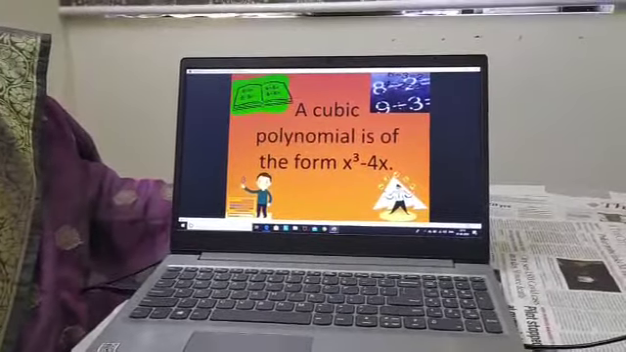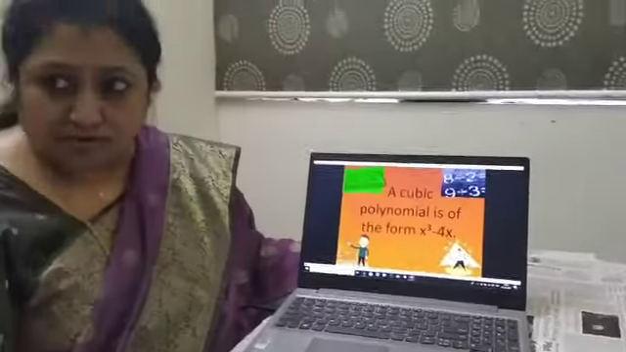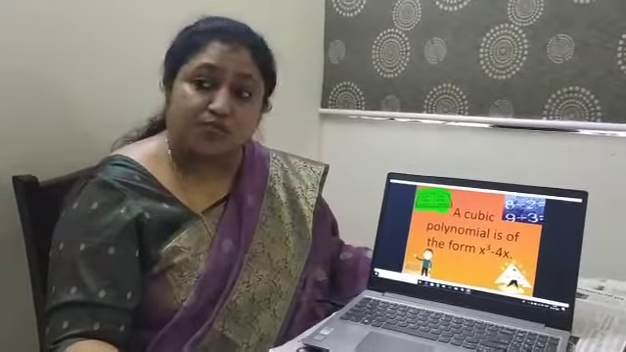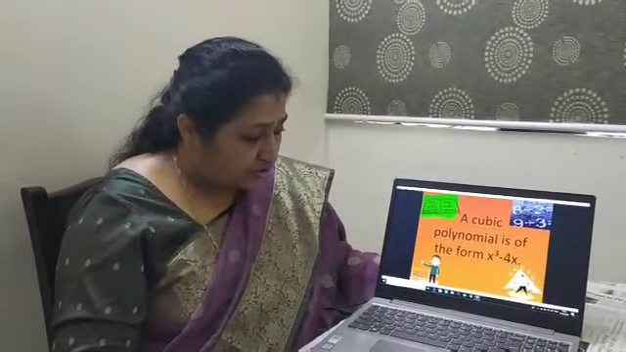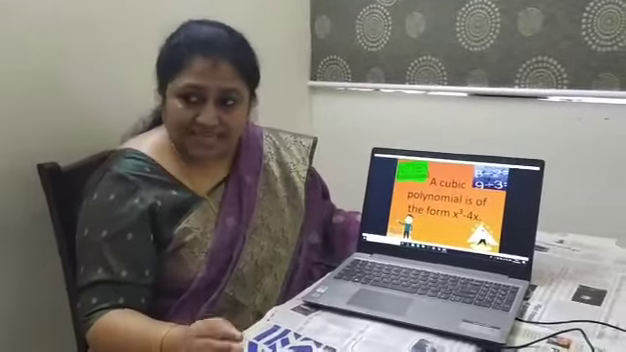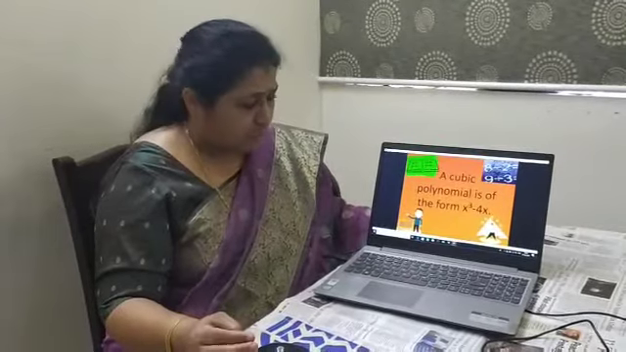A cubic polynomial is of the form x cube minus 4x. Is it a cubic polynomial? Obviously it is a cubic polynomial because it has the highest power 3. And as you can see, it has two terms only. The first term is x cube, the second term is 4x, separated by the operation minus.